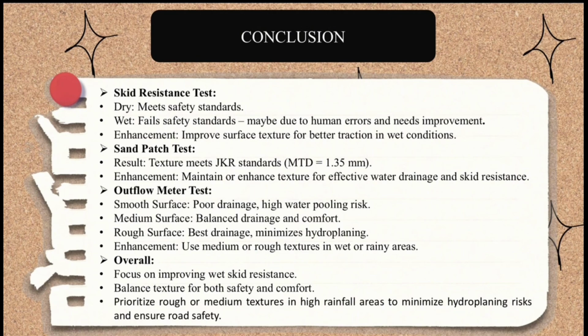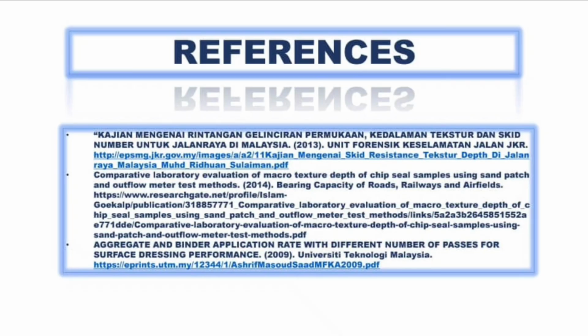For these experiment enhancements, we can maintain or enhance texture for effective water drainage and skid resistance. So for the overall conclusion, we should focus on improving wet skid resistance, and texture for both safety and comfort should be balanced. Rough or medium surface texture should also be prioritized in high rainfall areas to minimize hydroplaning risk and ensure road safety. This is our group references, which include all the sources we use for this project.